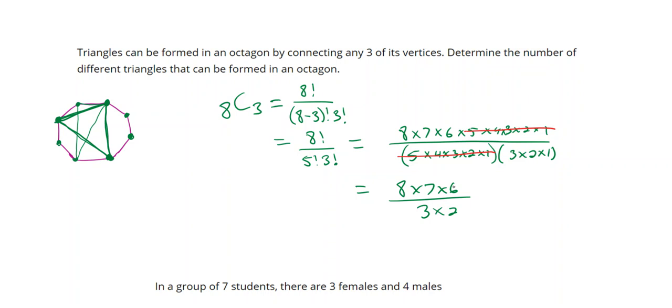Okay, well, the 6 here and the 3 times 2, like 3 times 2 is 6. So I'm going to cancel the 6 with the 3 times 2. So 8 times 7 is all that came down to. So this is just 56.